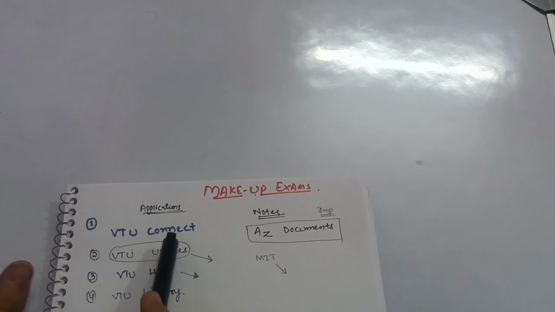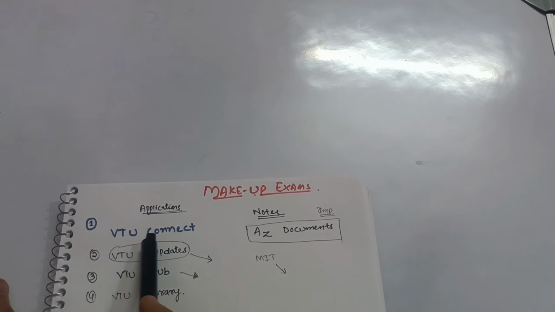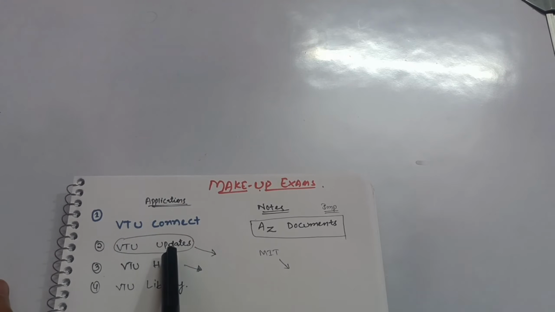And also the applications which you should use on your cell phone. One is VTU Connect. You can see your results, and also calculate the CGPA and SGPA on this application, and it should be on your cell phone right from the beginning itself. The next one is VTU Updates, where you will get notifications on a daily basis. It is already available on the Play Store, right?